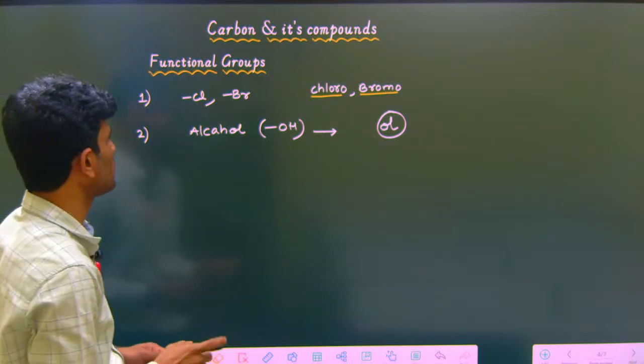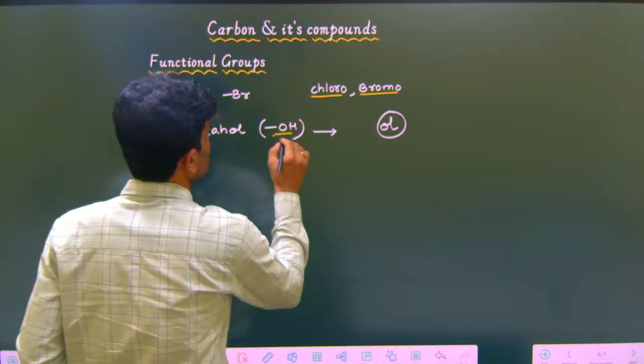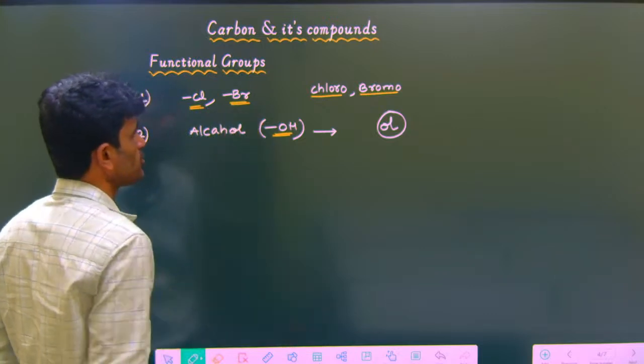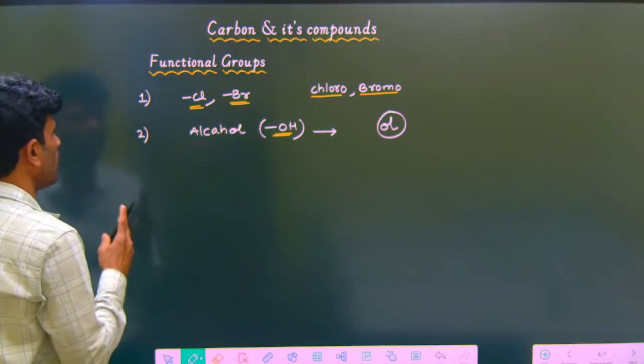Try to know this. The symbol is OH, attached in the place of hydrogen. For the halogens, chlorine or bromine is attached in the place of hydrogen. This is about the alcohol group.